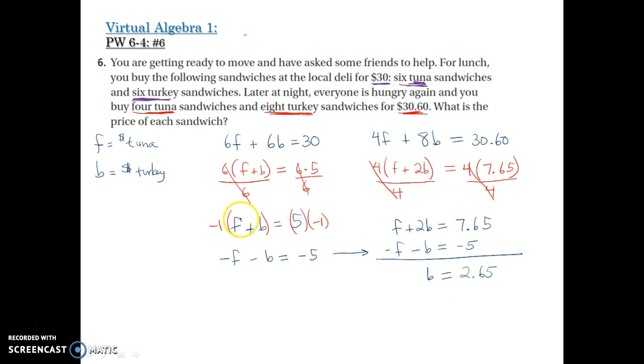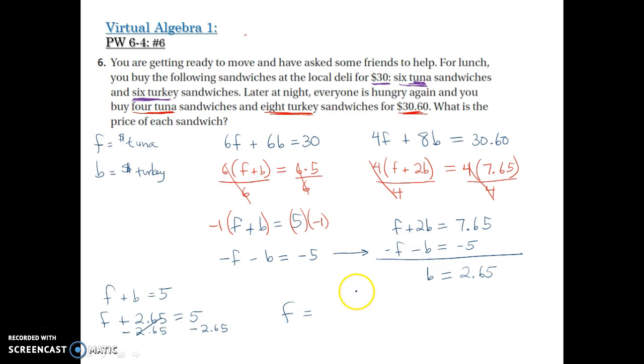And then I liked this equation right here, F plus B equals 5. So I'm going to take F plus B equals 5, and I'm going to substitute my B equals $2.65. So F plus 2.65 equals 5. And now I can just subtract $2.65 from each side to figure out what F equals. So F equals 5 minus 2.65.